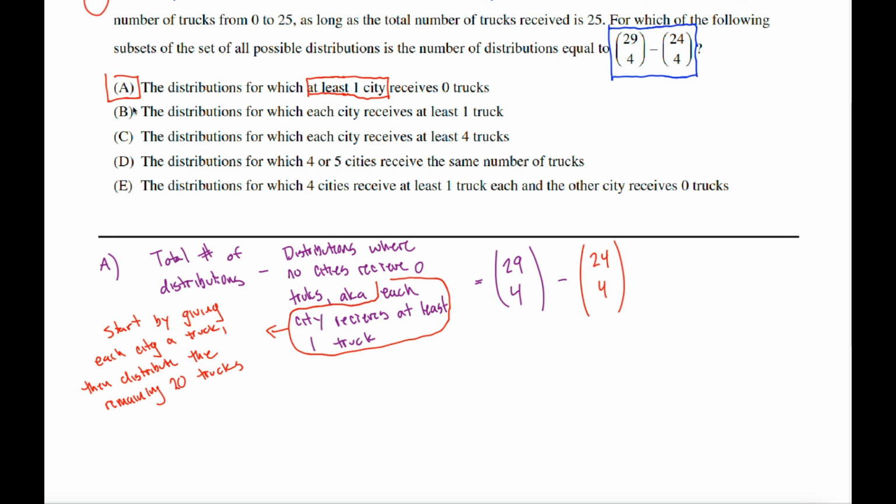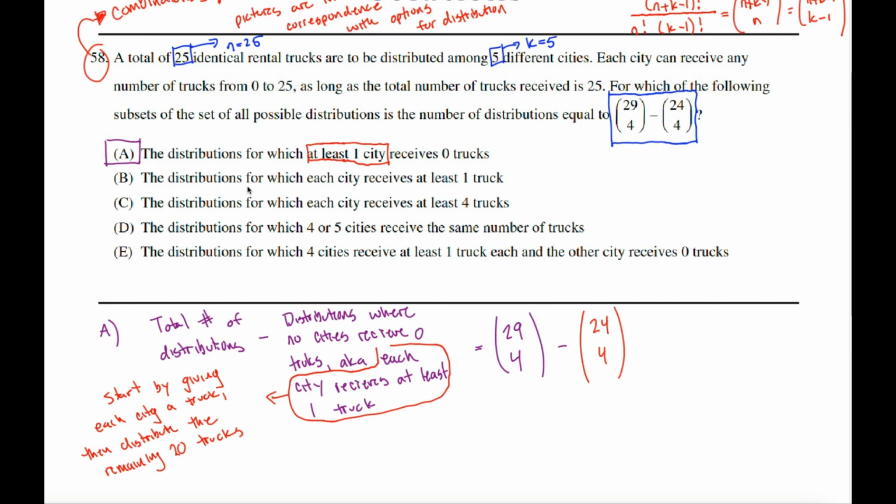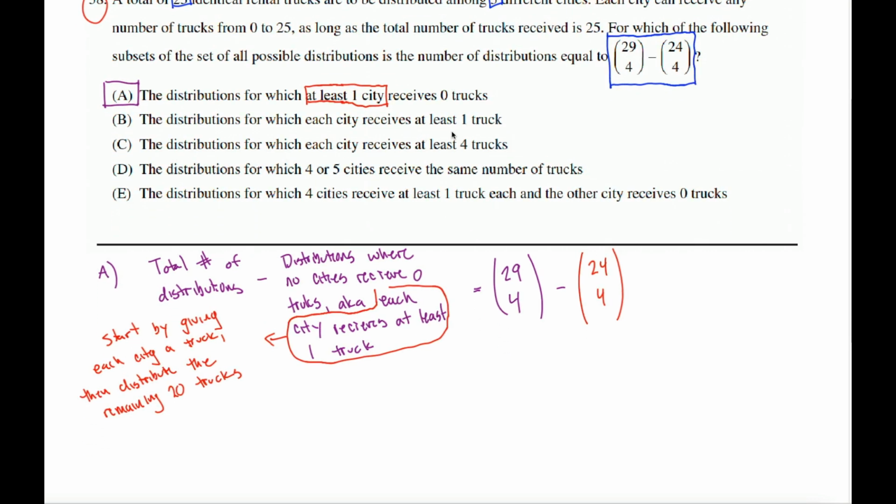To get some practice, we might as well calculate the cardinality of the subsets described in B, C, D, and E as well, even though we already know the answer to the question. For B, we want the number of distributions for which each city receives at least 1 truck. Does that sound familiar? Because that's exactly what we just did here. Distributions where no cities receive 0 trucks, aka each city receives at least 1 truck. This 24 choose 4, part of my answer A, is my answer B.